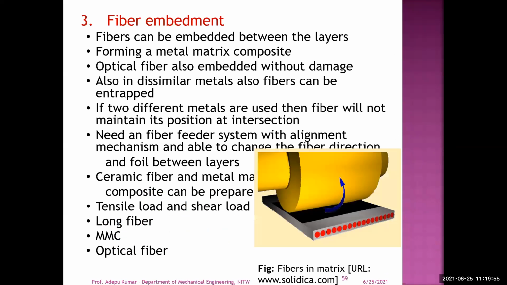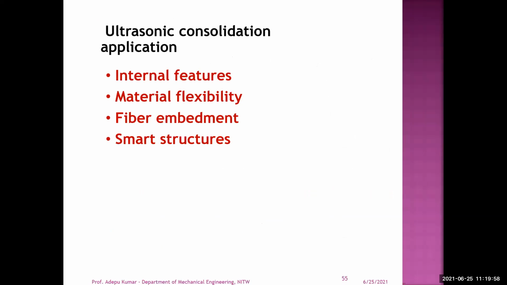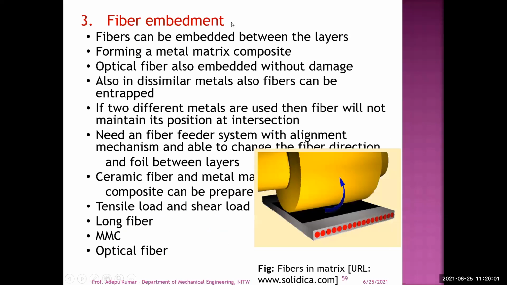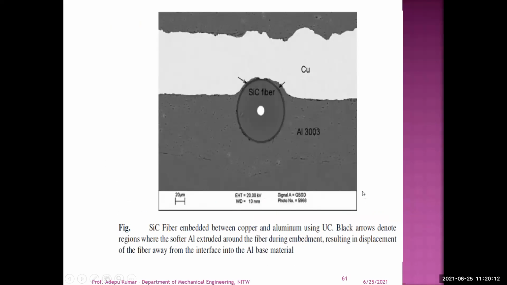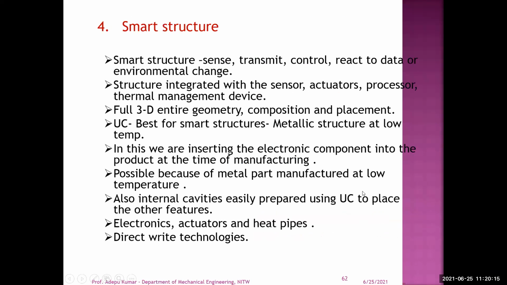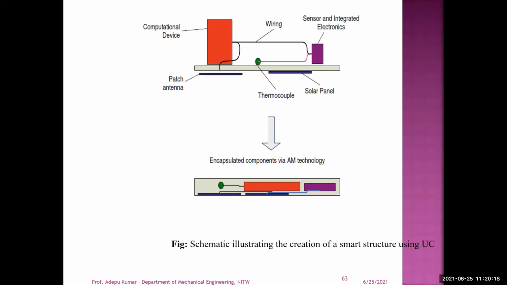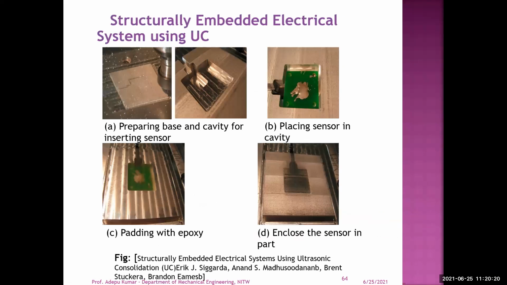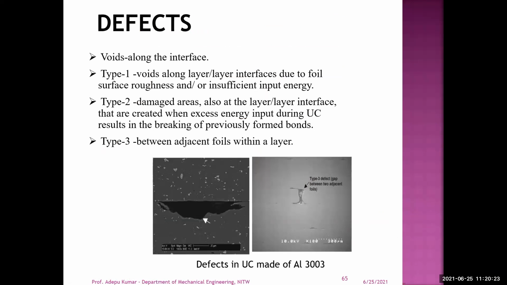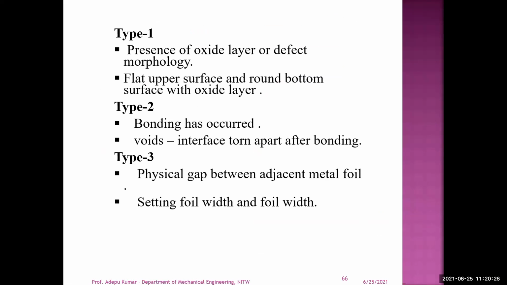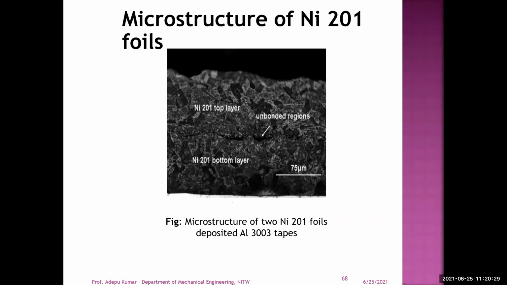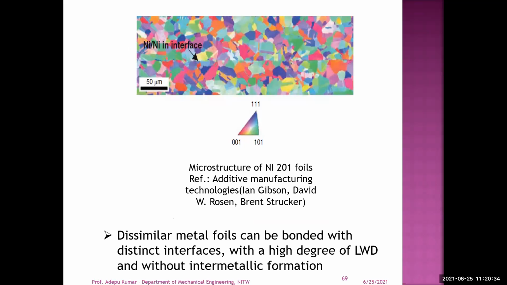Yeah. So this is ultrasonic. Just you can see the applications of ultrasonic fiber embedment through this process. Very easy to embed. Then there is no change in the properties of the fiber particles, etc. Yeah. Smart structures also you can develop through this process. Smart materials, smart structures, then sensors can be placed in the materials. Some defects occur because of the unevenness of the materials and also lack of fusion that leads to defects in the properties.